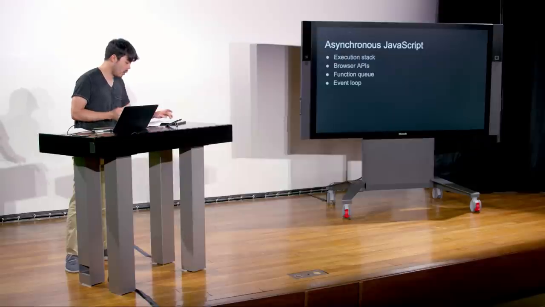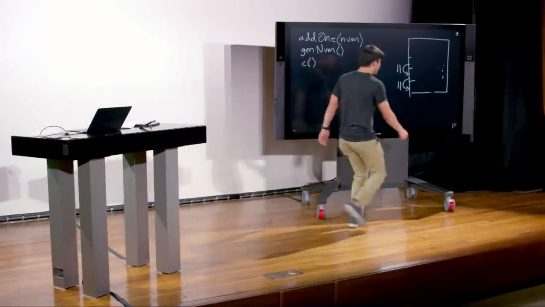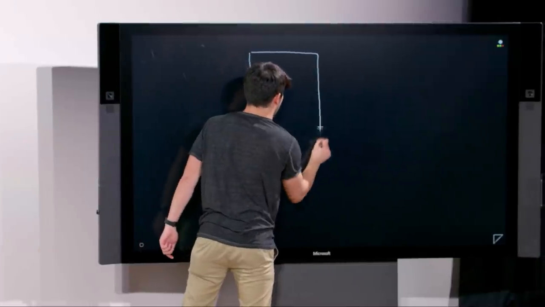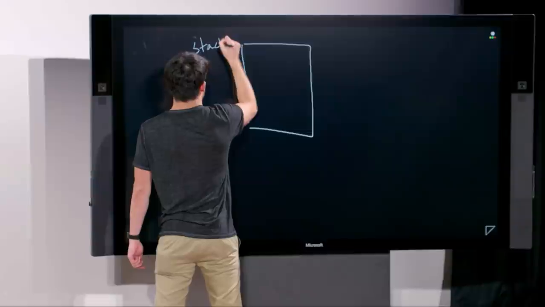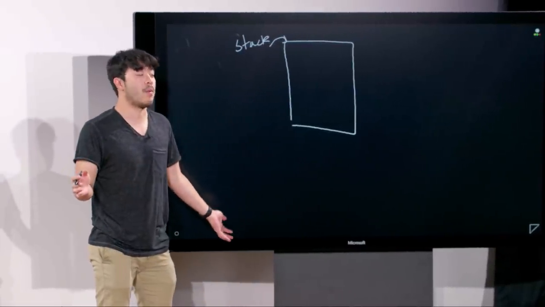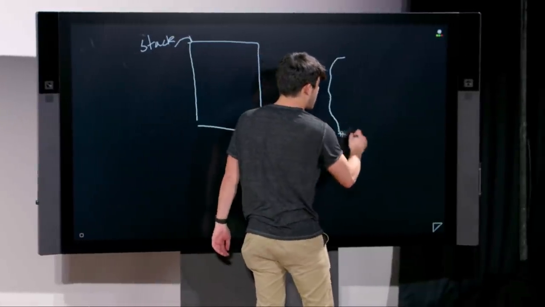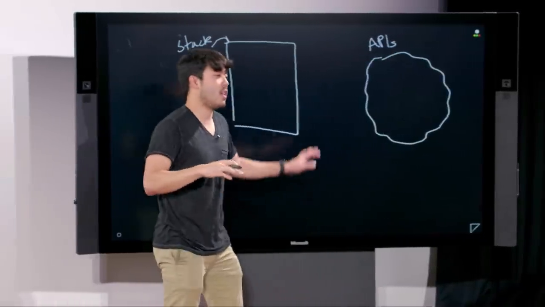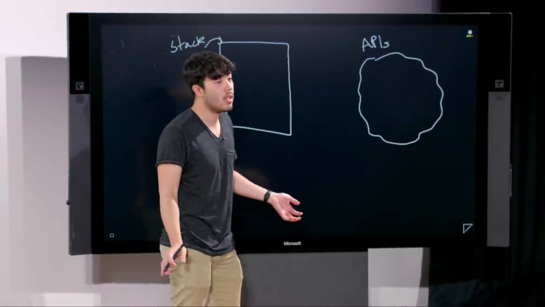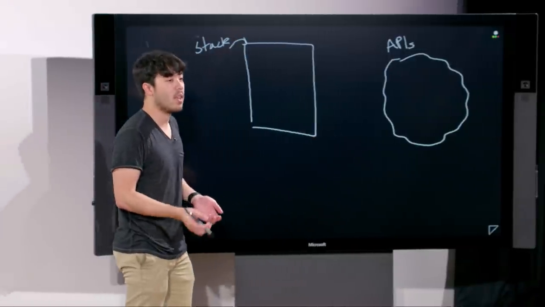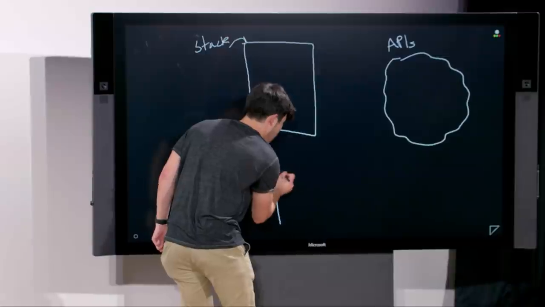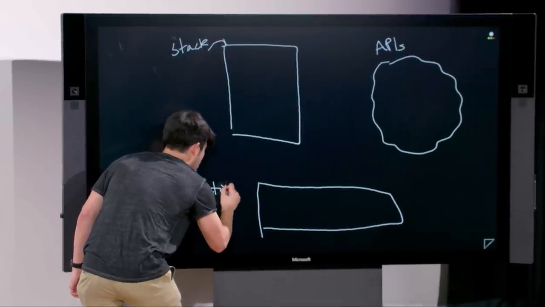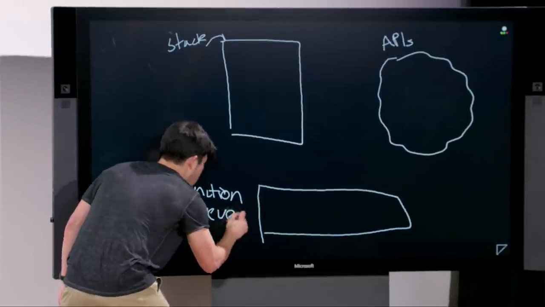So let's go ahead and draw that on the board as well. This thing here we can call the stack. And this is basically exactly the same stack that we were talking about before. Over here, we can call this APIs. Basically, these are functions that you can call that are not directly built into JavaScript, but might get run in the browser. We have this thing we can draw down here called the function queue. And we have this thing called the event loop.